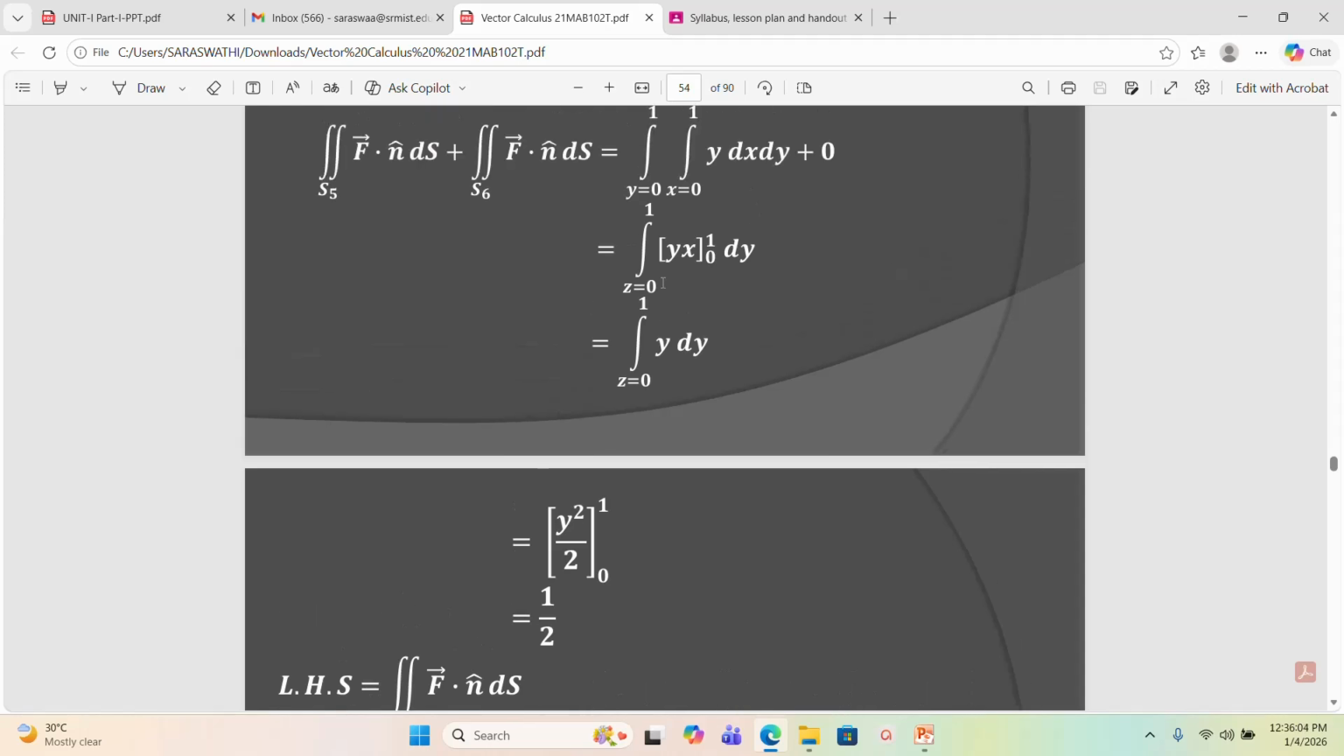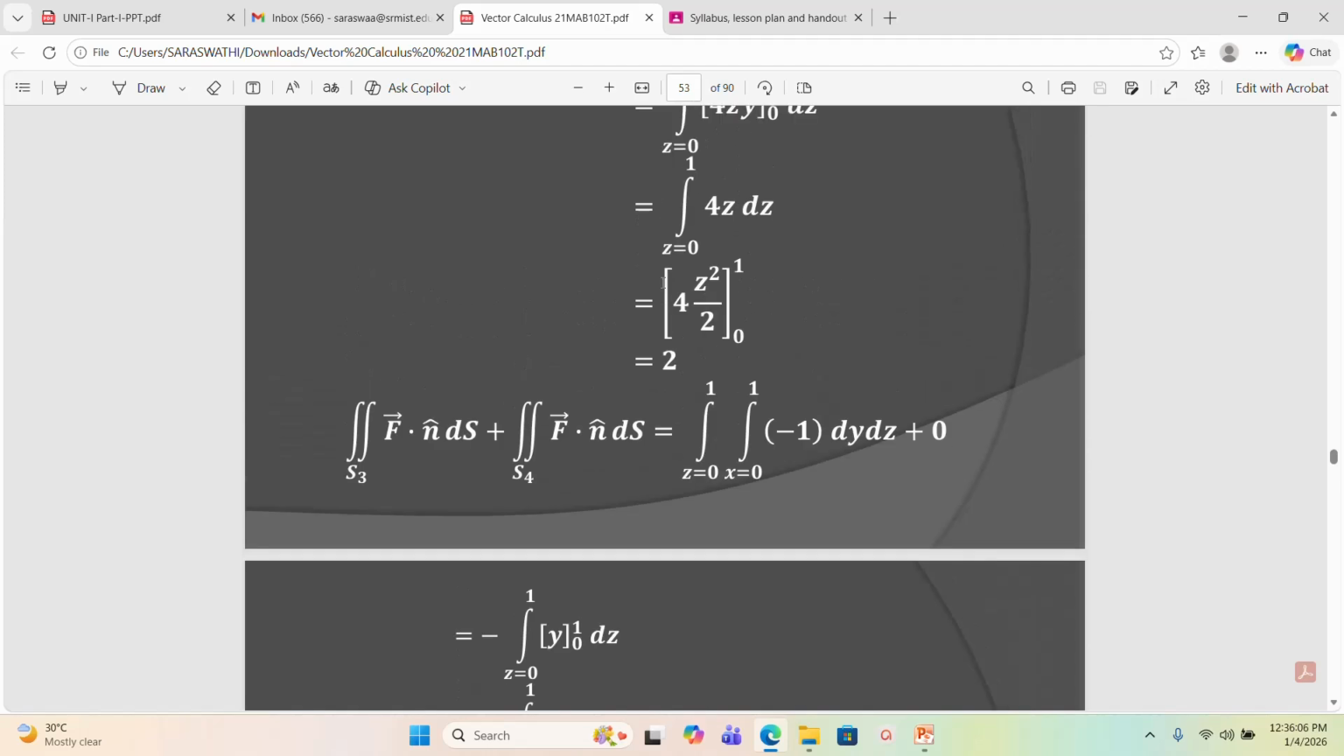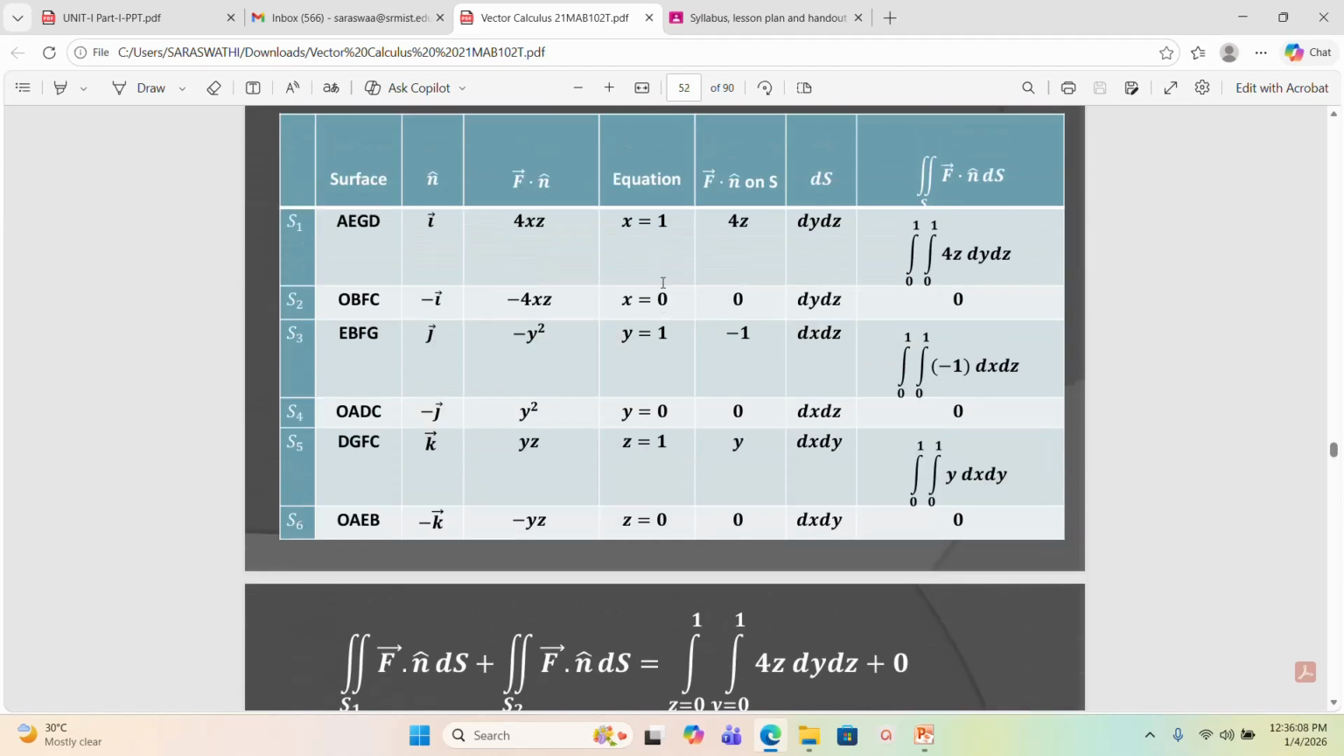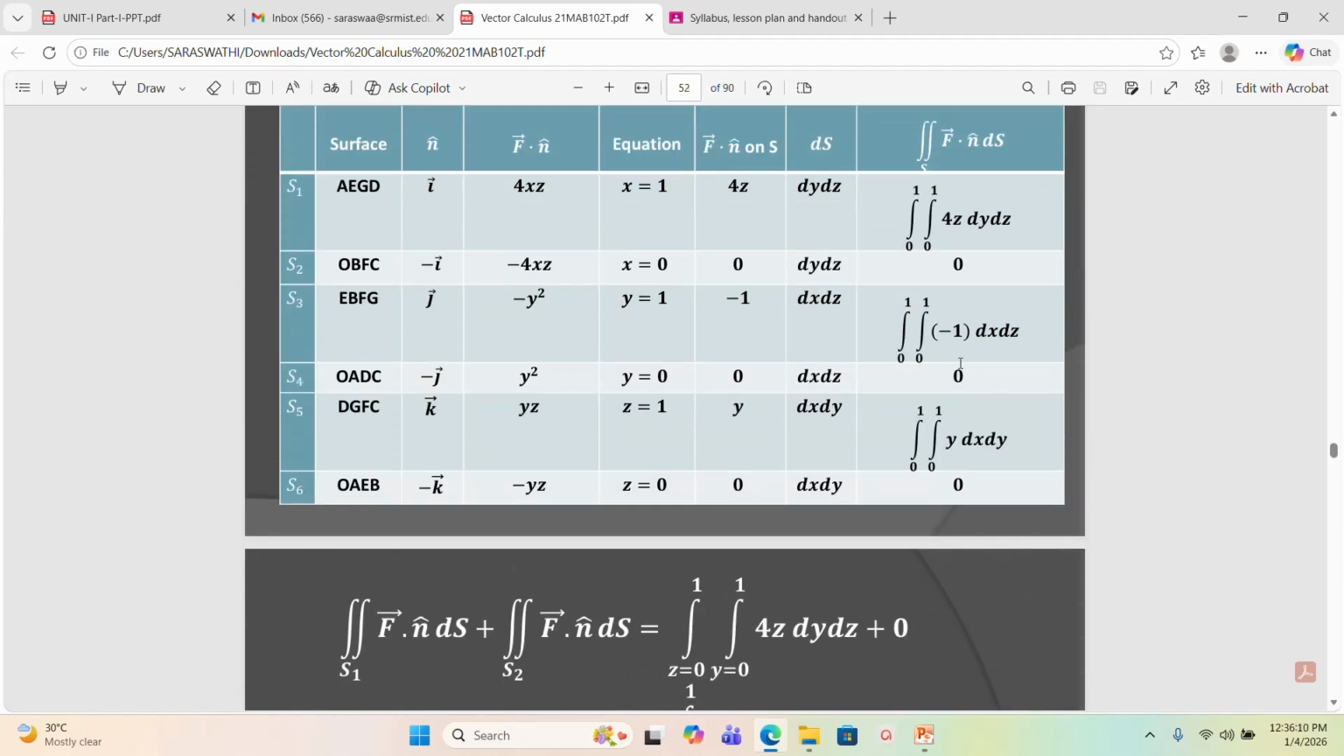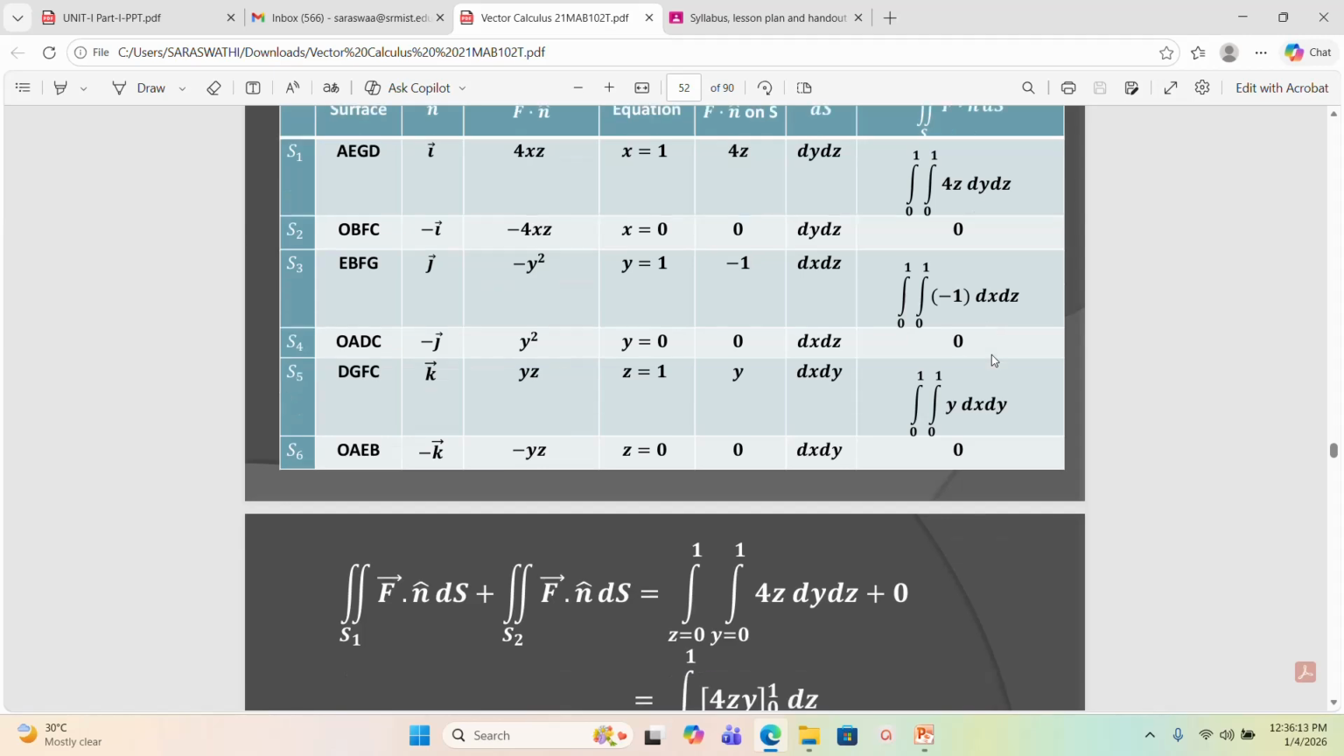Let's see what is the direction of this y into dx dy. There is no xz.